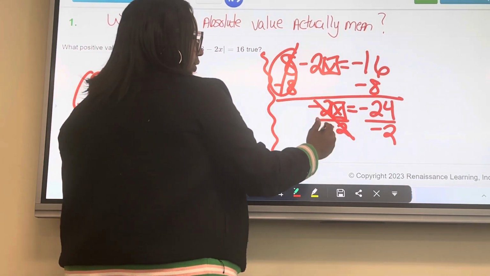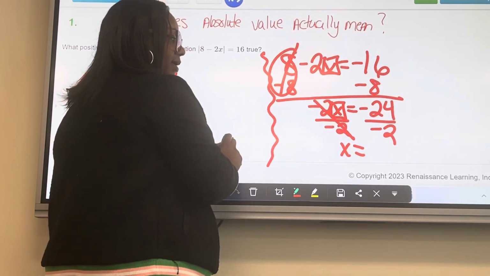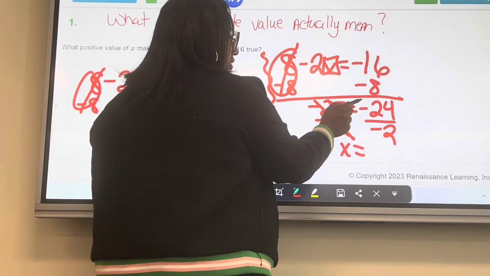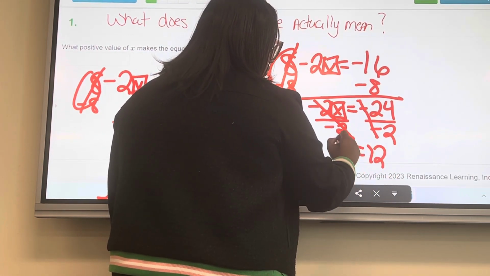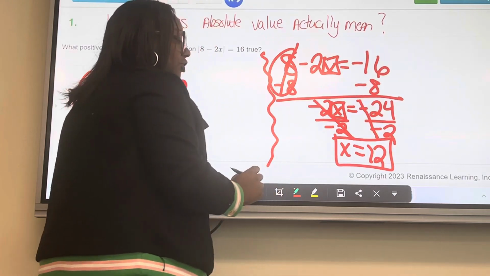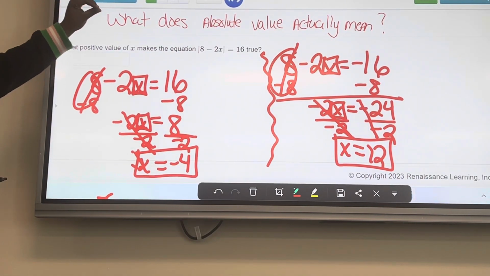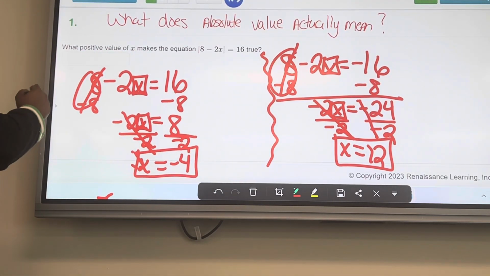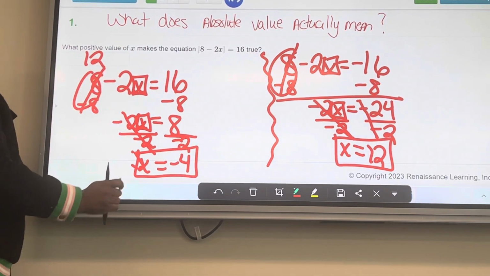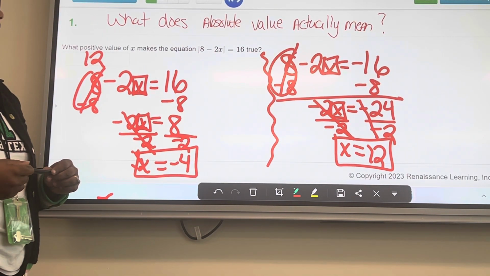So now I'm left with 1x, or just x, equals negative 24 divided by negative 2. Your negatives cancel and become positives. 24 divided by 2 is 12. That's another potential solution for this absolute value equation. And now the question says, what positive value of x makes this absolute value equation true? Our answer should be 12. 12 was the positive answer that we got for this solution set.